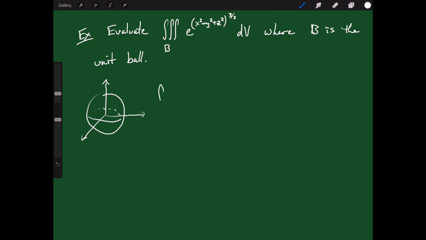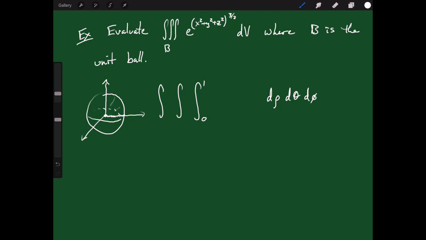Then I want to know, first of all, here's my triple integral, and at the end I'm going to say this is d rho d theta d phi, and I'm going to say, what does rho range between? Well, the points inside the ball range between rho equals 0 and all the way out to rho equals 1 in any direction. So this is going to range from 0 to 1.